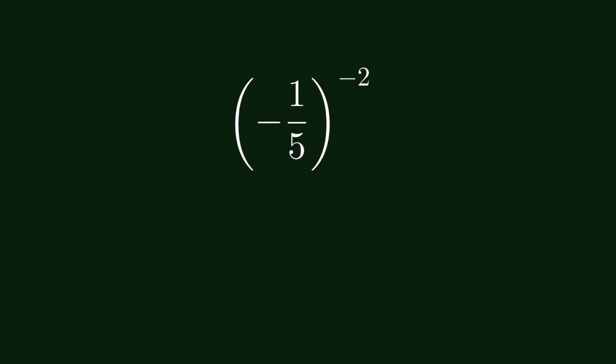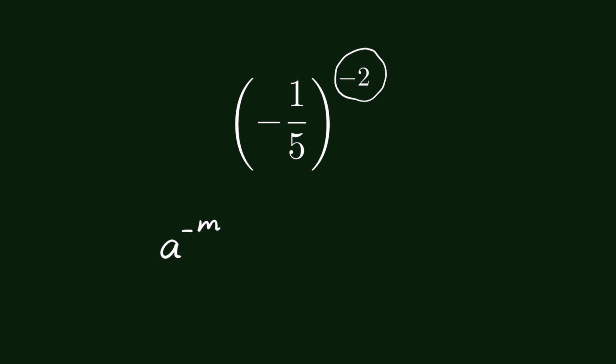Minus 1 upon 5 raised to the power of minus 2. Now, many of the students make mistakes in this. Why? Because they do not understand this negative exponent. What does this negative exponent mean? Now, negative exponent, when a is raised to the power of minus m, what does this mean?